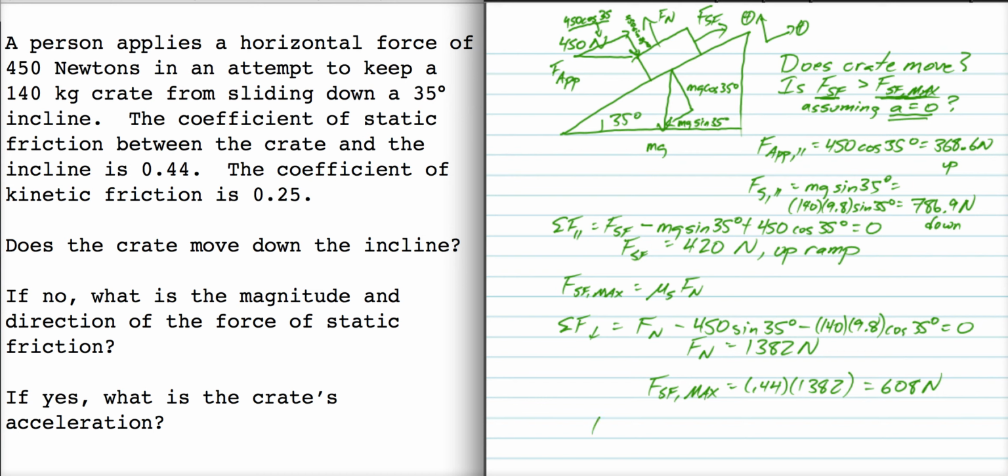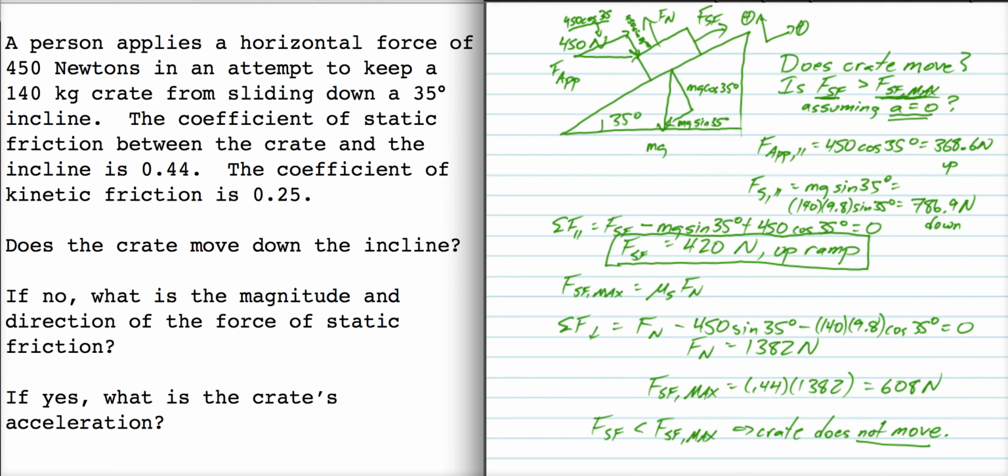So the force of static friction is less than the maximum possible force of static friction. Therefore, the crate does not move. Since our answer is no, it does not move, we need the magnitude and direction of the force of static friction. Well, we've already got that. We solved for it up here. So that is our answer.